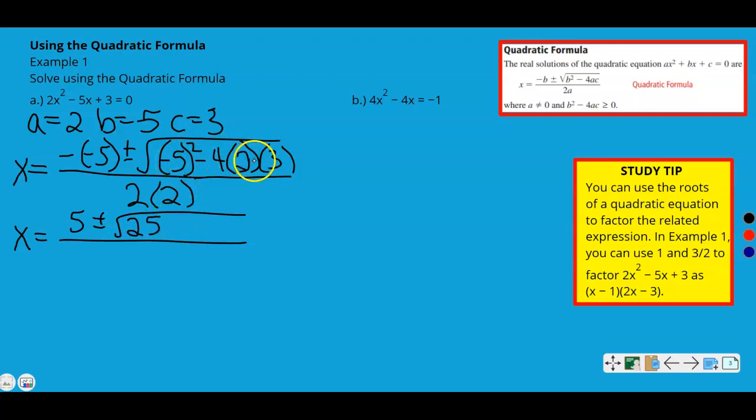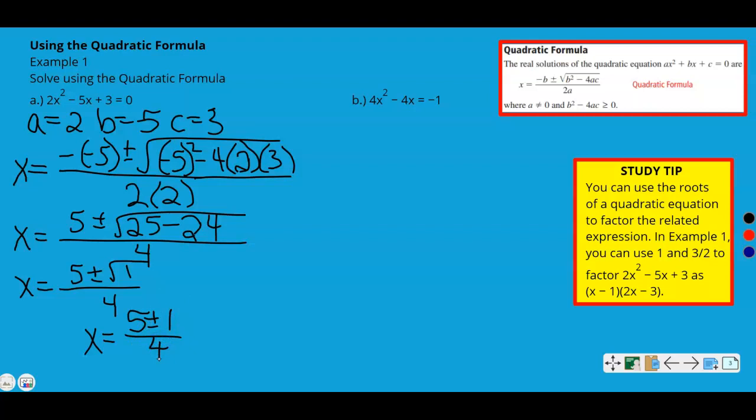And then minus 4 times 2 is negative 8. Negative 8 times 3 is negative 24. 2 times 2 on the bottom will be 4. And then simplify further. So we have 5 plus or minus the discriminant under the square root, 25 minus 24, will become square root of 1. And this is over 4. All right. So the square root of 1 is just 1.